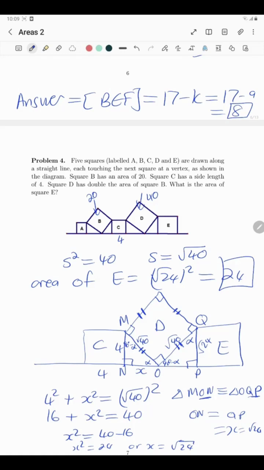So the key thing is to realize that these two triangles at the bottom of square D are congruent, and that allows you to calculate the distance from P to Q to be root 24. Knowing the side length of square E, that allows you to work out the area of square E. Good.